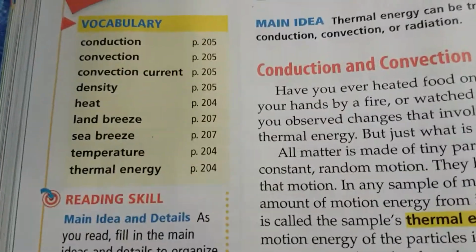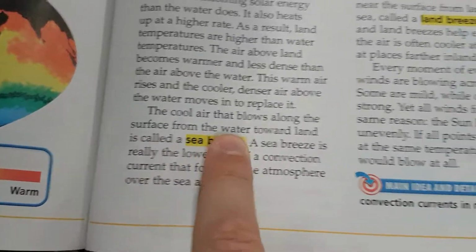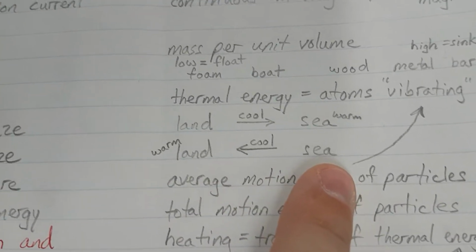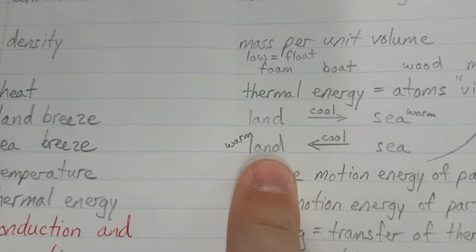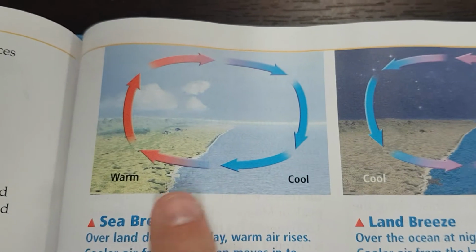Okay, the next one up after that is sea breeze. Cool air that blows along the surface from the water toward land is called a sea breeze. So, from the sea, the cool air is blowing back toward the land where it's warm. Okay, here's an example of that.